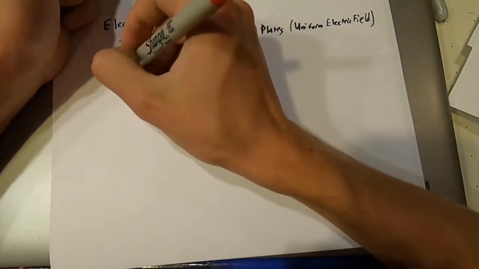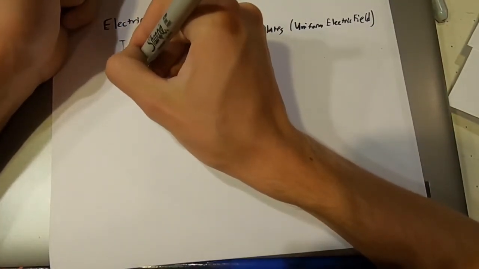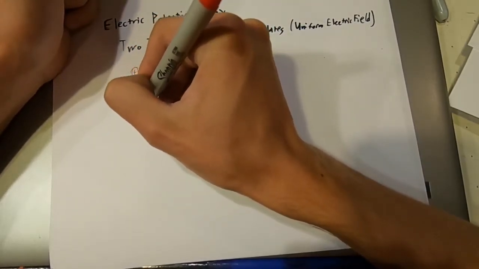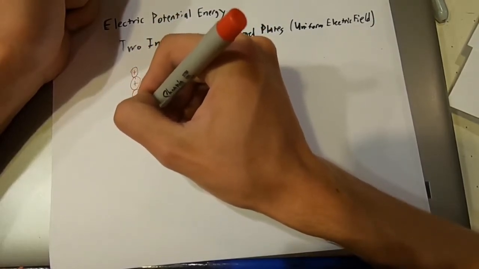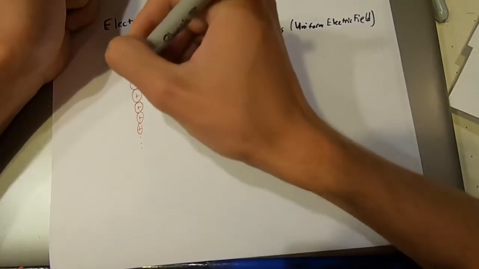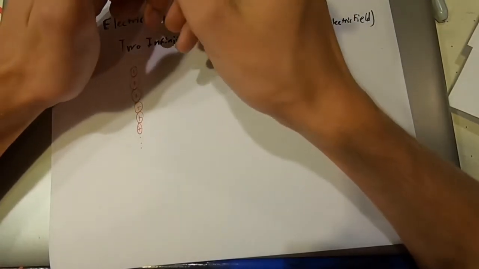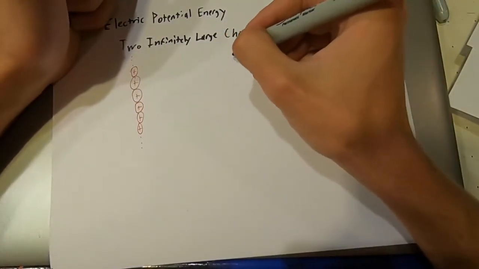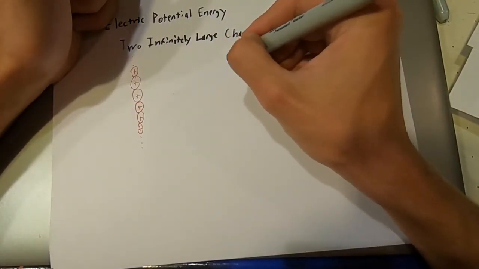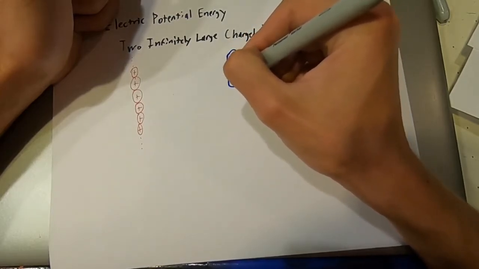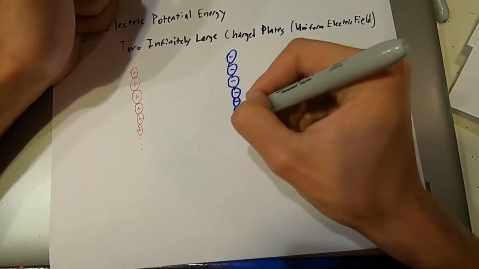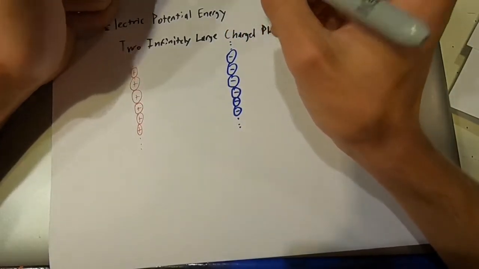So if we draw a whole bunch of positive charges over here, 1, 2, 3, 4, 5, and these just go on forever in either direction. And then on the opposite side we have negative charges, which go forever in each direction.